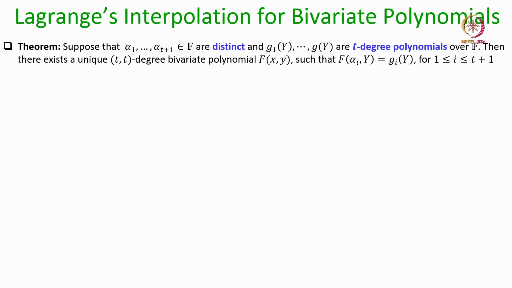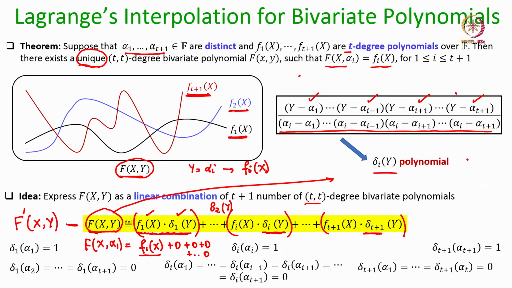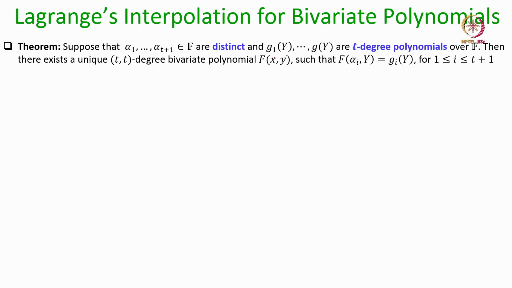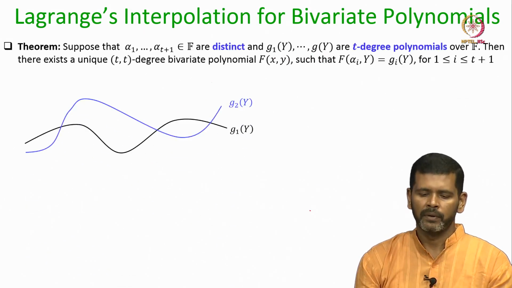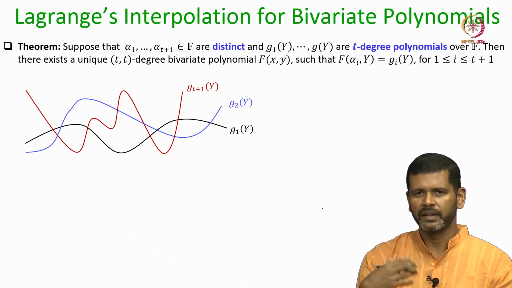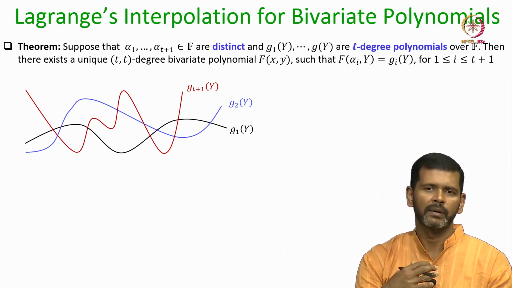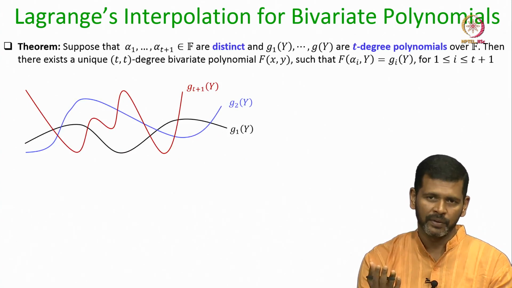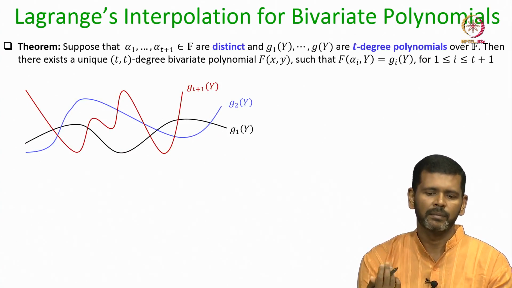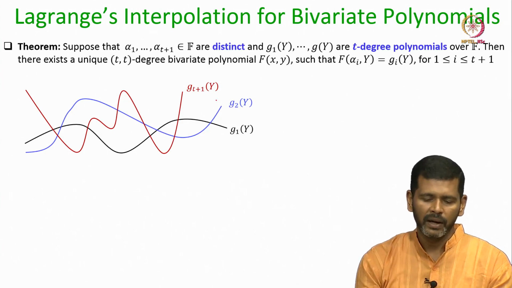Now, let us see the other version of the Lagrange interpolation for bivariate polynomials. Actually, this is not a different statement, it is just a different way of interpreting the univariate polynomials. In the previous statement, we interpreted the given univariate polynomials as polynomials in x variable. Now, the statement is that imagine you are given t plus 1 univariate polynomials in y variable. It is just a renaming of the variables. Previously, you were given t plus 1 univariate polynomials in x variable. Since it is a variable, I can interpret them as polynomials in y variable as well.